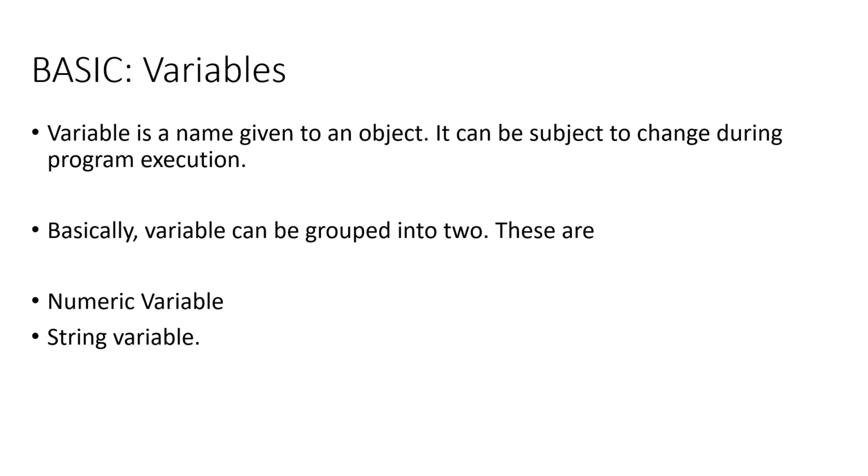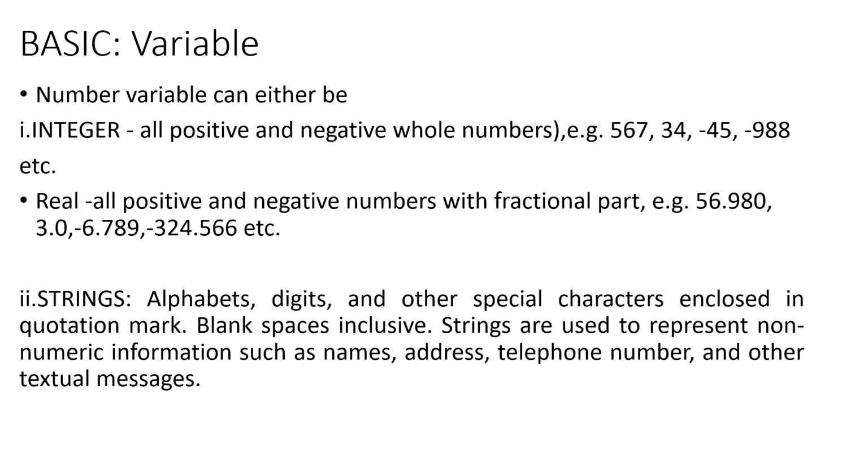Then we also have what we call variables. A variable is a name that is given to an object. We can also say variables are containers that hold values, and this variable can be subject to change during program execution. Variables can be grouped into two. We can have the numeric variable and we can have the string variable. The numeric variable can be either integer or real numbers. Integers are positive and negative whole numbers. And real numbers are positive and negative numbers with fractional parts.